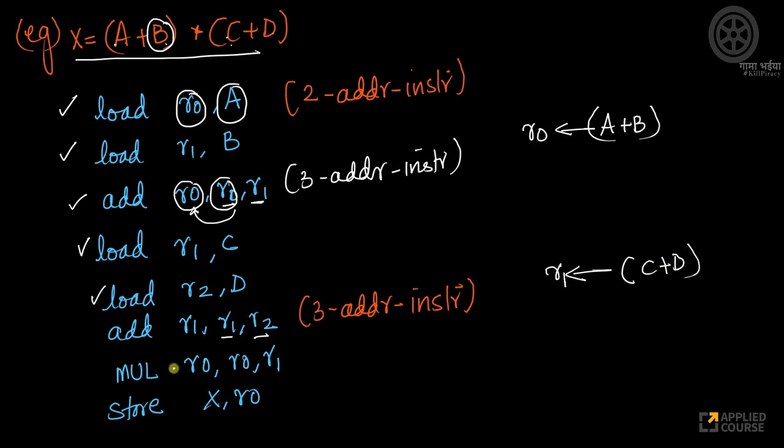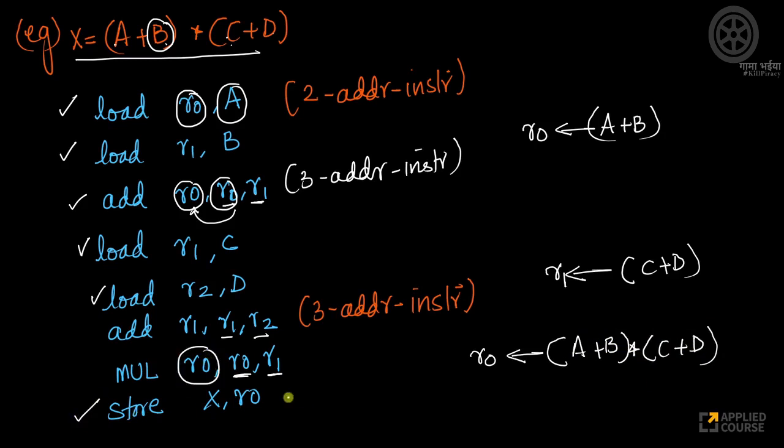Right? Now finally, here I have another three address instruction. It says whatever is there in R0, multiply it with R1 and store the resultant in R0. So what would this result in? R0 will contain whatever was in R0, which is A plus B, multiplied with whatever is in R1, C plus D. That resultant you store back to R0. Similarly, finally, we are using a store command here.